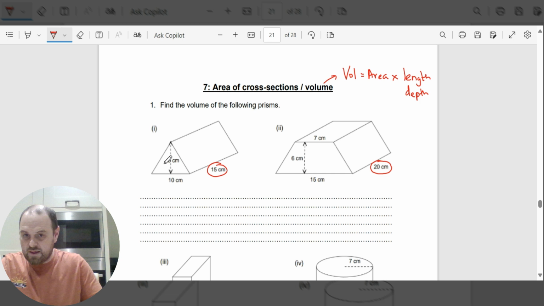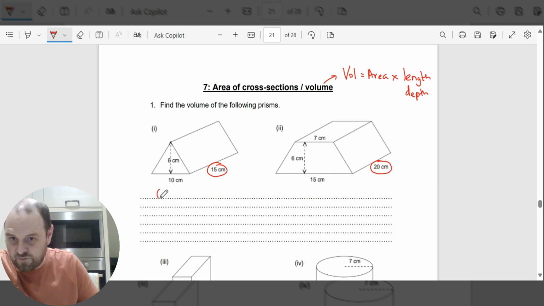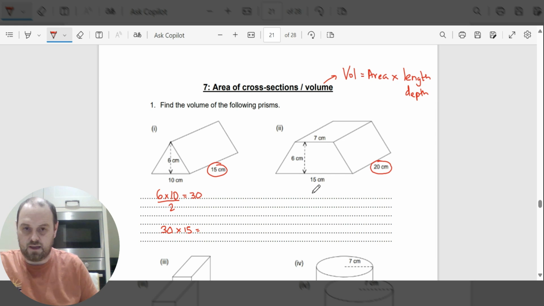But we start with the shape at the front. So at the front of this one is a triangle. So the area of that would be 30. Then take your answer and times it by the depth. Okay, job done.